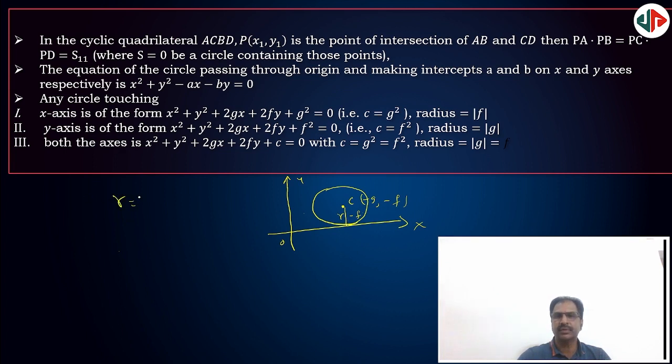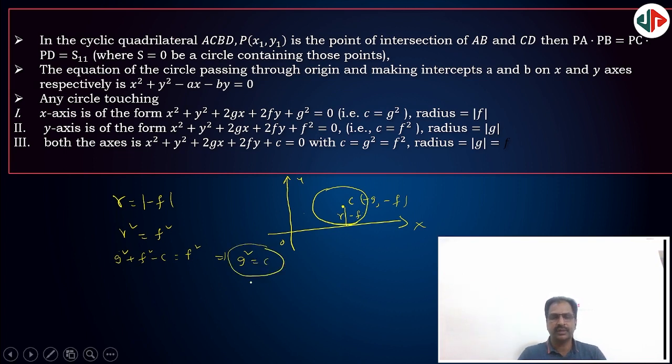So r is equal to mod of minus f. Since r cannot be negative, put modulus. Squaring on both sides, r square is equal to f square. And we know that r square is nothing but g square plus f square minus c, which is equal to f square. You can cancel f square on both sides and you will get g square is equal to c. So what is the condition for a circle to touch x-axis? You should remember two conditions. Radius is equal to modulus of y coordinate of center and g square is equal to c.